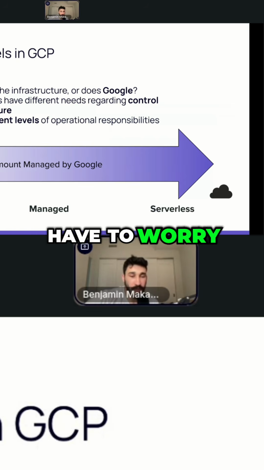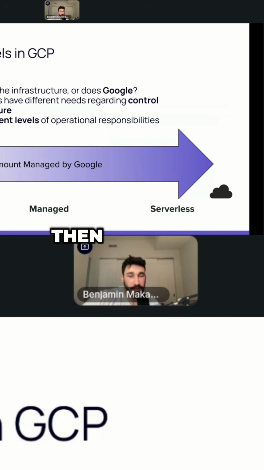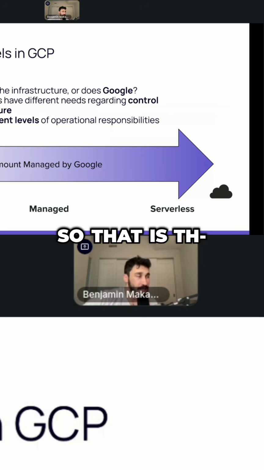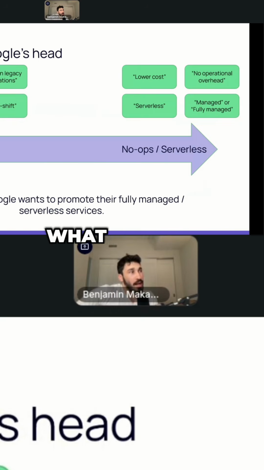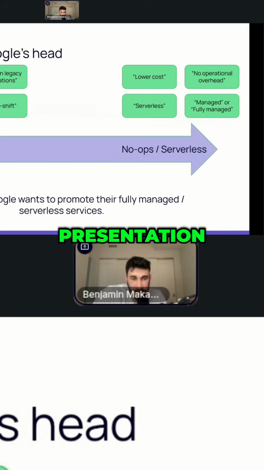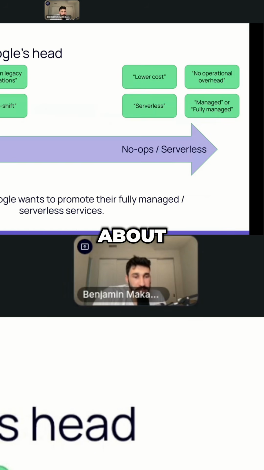So if you don't have to worry about scaling, if you don't have to worry about updates to the operating system, if you don't have to worry about the infrastructure, then Google is basically taking on all of the operational responsibility for that service. So that is this spectrum. And what I'm going to suggest that you guys do, and I'm going to allow you to do in this presentation, is get inside Google's head when we're talking about GCP exams.